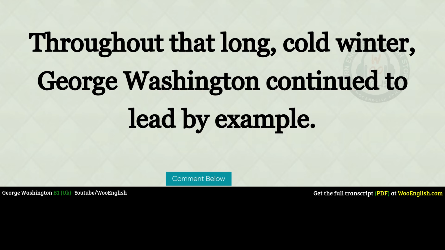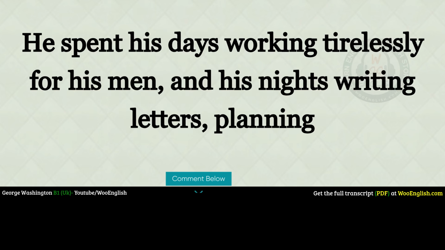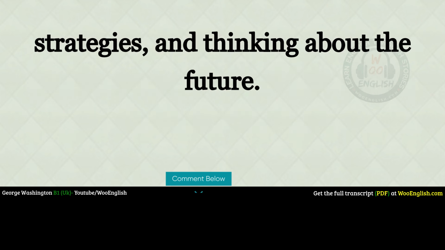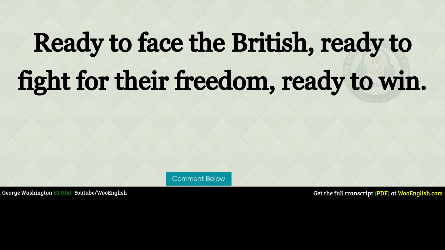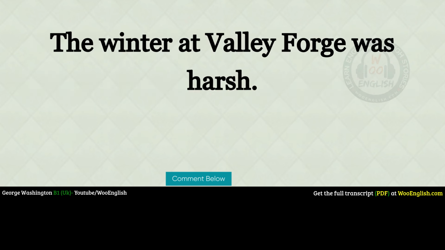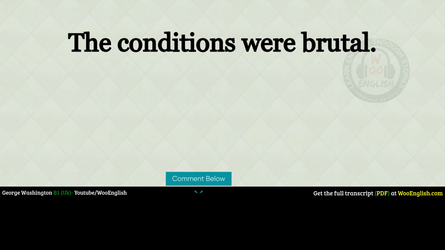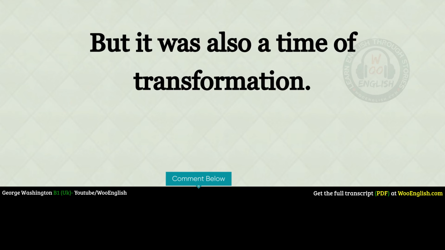Throughout that long, cold winter, George Washington continued to lead by example. He spent his days working tirelessly for his men, and his nights writing letters, planning strategies, and thinking about the future. He was determined that when spring came, his army would be ready. Ready to face the British, ready to fight for their freedom, ready to win. The winter at Valley Forge was harsh. The conditions were brutal. But it was also a time of transformation.